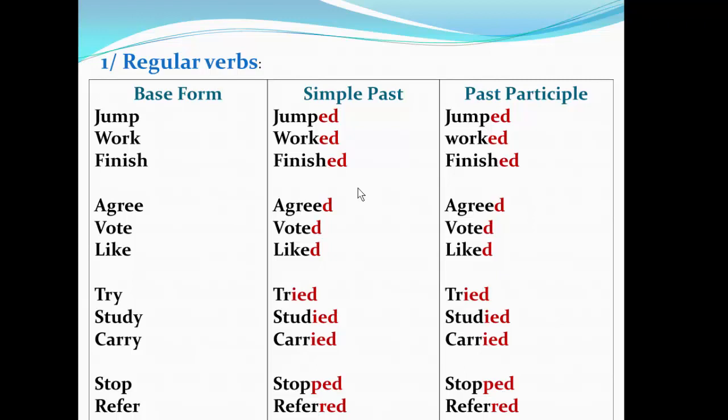Vote. Vote يعني ينتخب. Vote also ends with the letter E. In the simple past becomes voted and in the past participle also voted. So I just add D at the end of the verb. The verb like يحب. Like also ends with the letter E. In the simple past liked and in the past participle also liked.